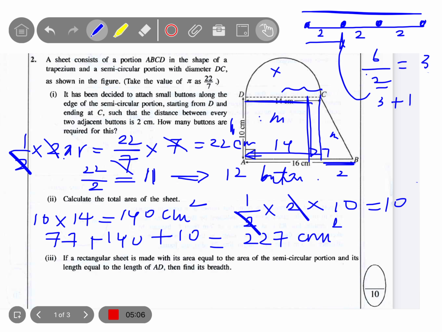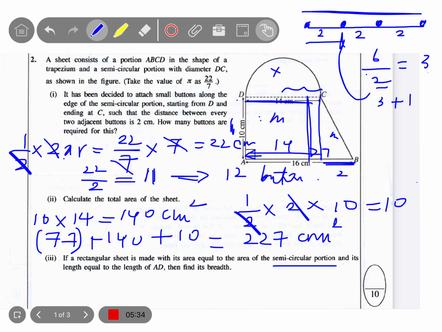Last part. If a rectangular sheet is made with its area equal to the area of the semicircular portion, we know the semicircular portion's area is 77. So they want to make a rectangle that has the same area as the semicircle. So the rectangle's area should be 77 square centimeters, and its length is equal to the length of AD.